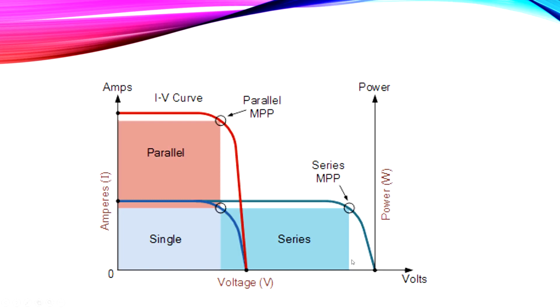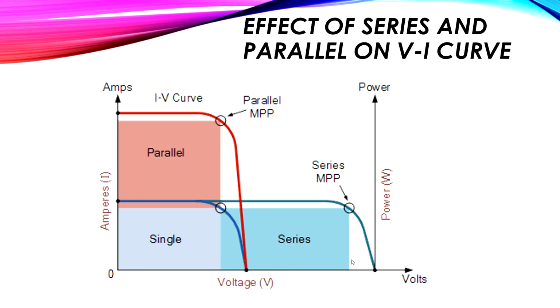Now let's see the effect of series and parallel on the VI curve again. If we have a single cell, and two cells in series, then the total voltage will increase at the same current. Here one cell, here two cells in series, so the voltage was doubled. Now for the parallel connection, one cell here, two cells in parallel will increase the current to double at the same voltage. You will find here this point is called the maximum power point.